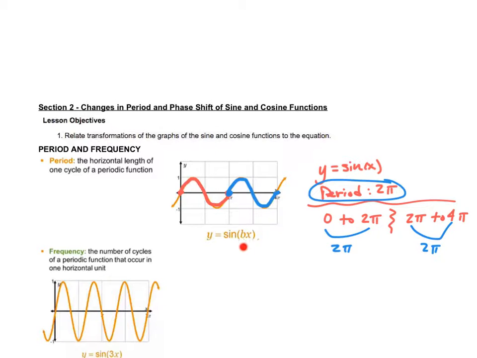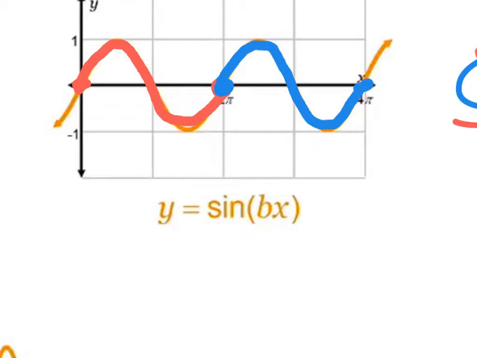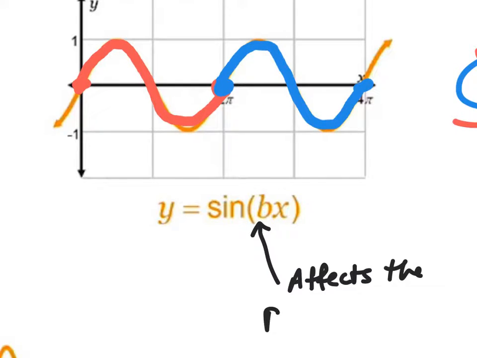But we have this thing in here with this multiplier, okay? So we have this b value. So y equals sine of bx, okay? And this value for b affects the period, okay? And what that will do is that will change the frequency at which this occurs, okay? So the b value affects the period.